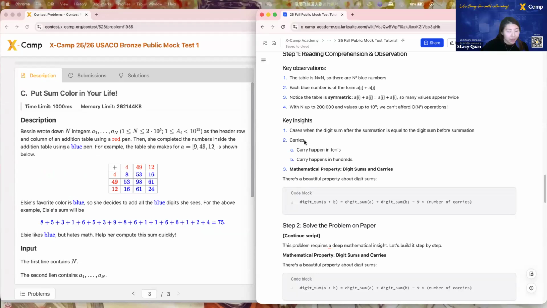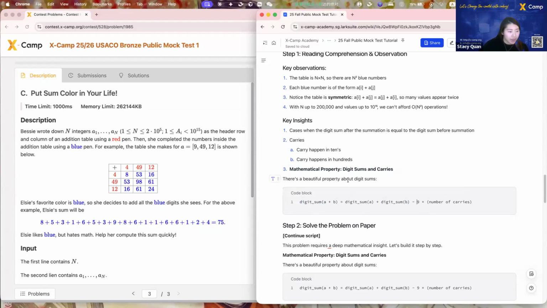But when a carry happens, we lose 9 for each one of the carries. So this leads to an important property here: the digit sum for any pair of numbers is going to be the digit sum for A plus the digit sum for B, minus the number of carries that happen.